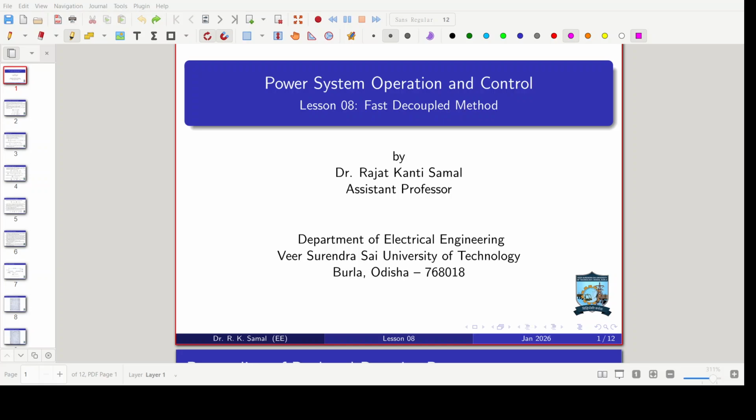Now we will start with the first decoupled method of load flow solution. This is the last lesson on module 1, load flow analysis.